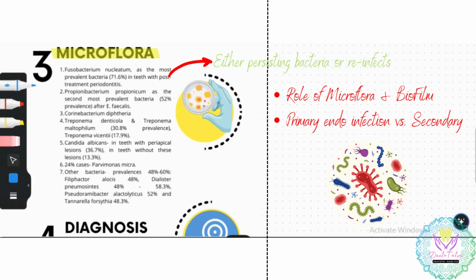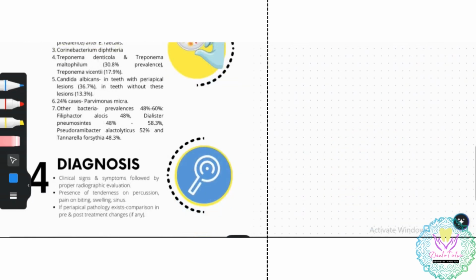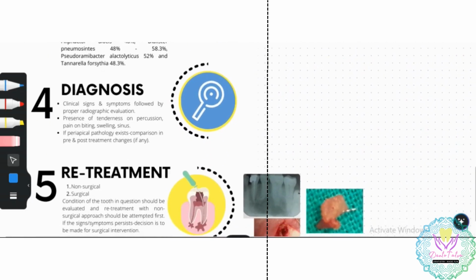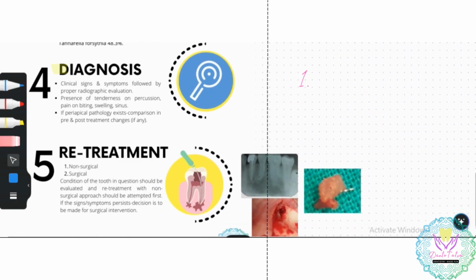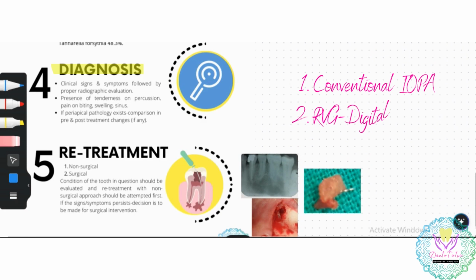Now, how do you diagnose? A patient has come to me, so my work should be to look for any clinical signs and the symptoms that the patient is giving. Then I go on with my radiographic evaluation. In some cases wherein I cannot see the problem on my routine radiograph, that is my IOPA or my radiovisiography, that is my digital X-ray, I can even tell the patient to get a CBCT done.